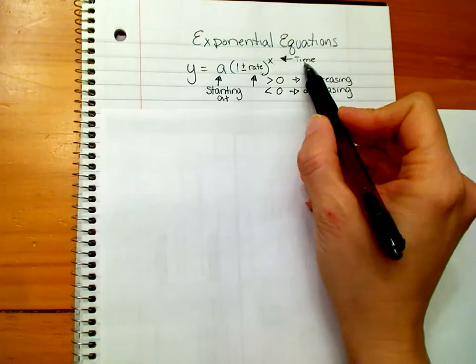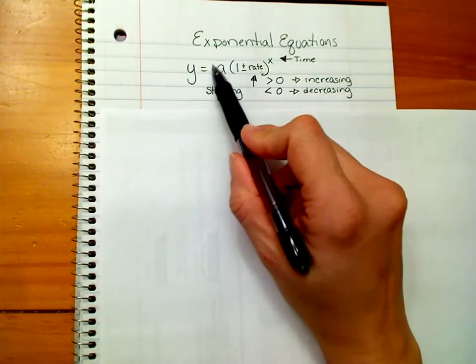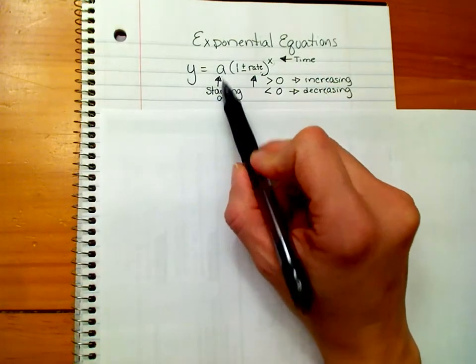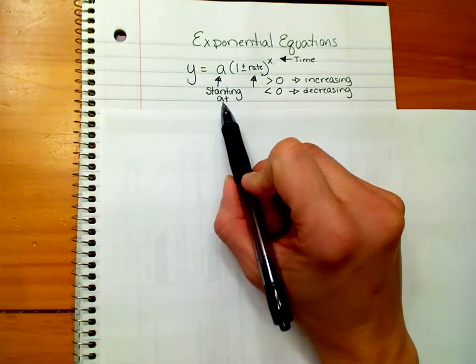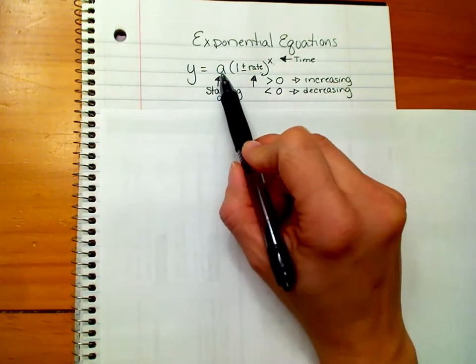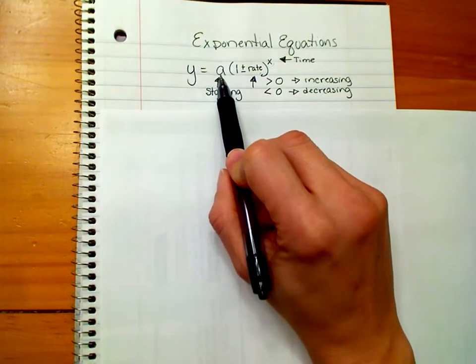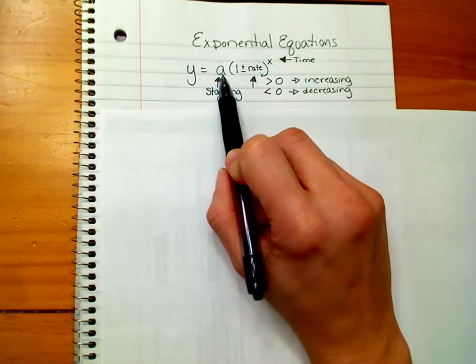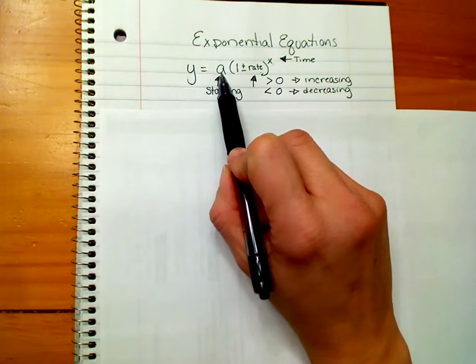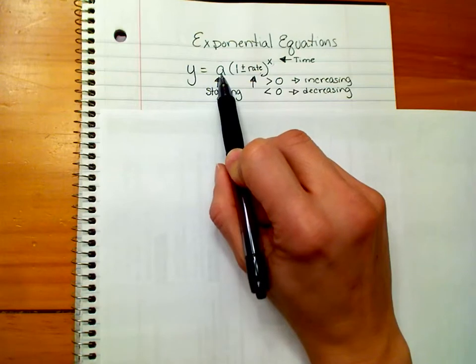And x represents time. So A, the number in front of the parenthesis, is always what you're starting at. If you're talking about money you're putting into an account, then that amount of money would go there. If you're talking about your starting population, that would go there. How much medicine you took at a certain time, the amount would go here.